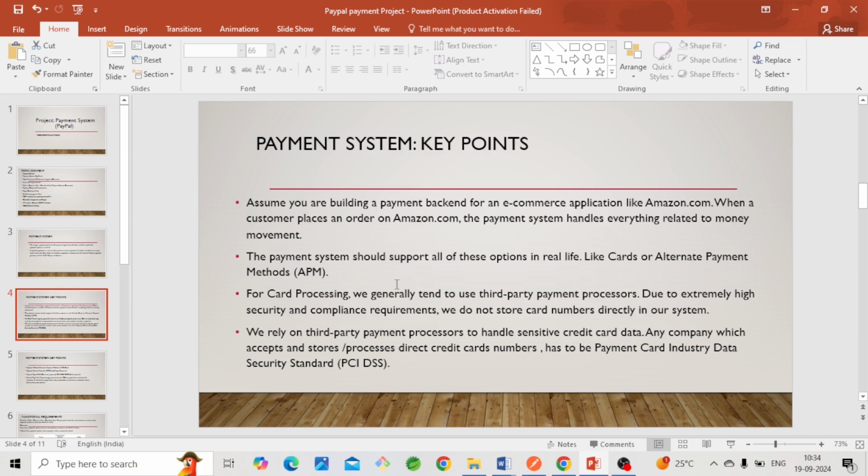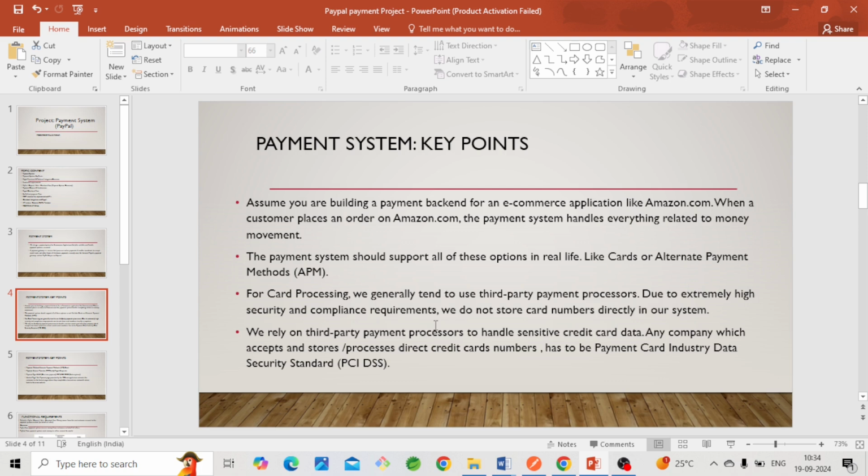The payment system should support all these options in real life: it accepts cards and also alternate payment modes. Alternate payment mode is shortened to APM. For the alternate payment mode in our project we are using PayPal. There is also Stripe. For card processing, we generally tend to use third-party payment processors. Due to extremely high security and compliance requirements, we do not store card numbers directly in our system.